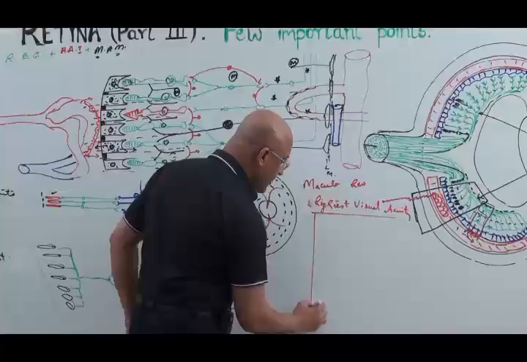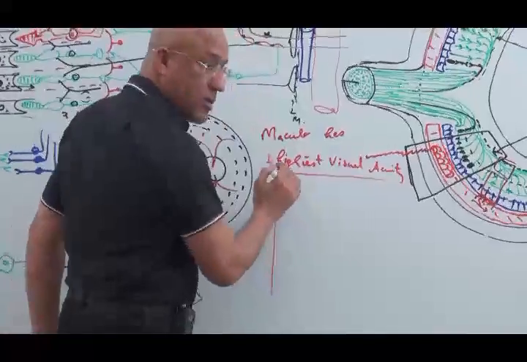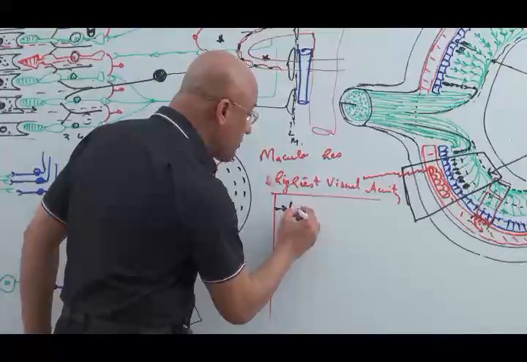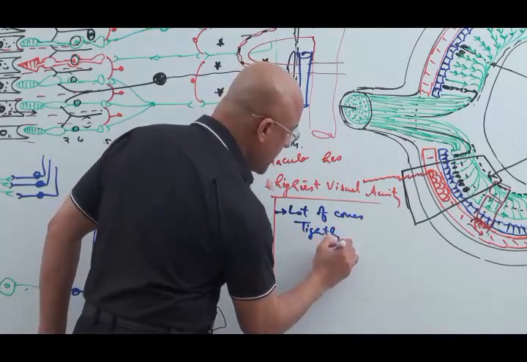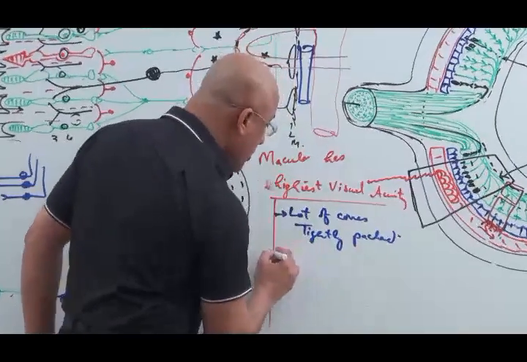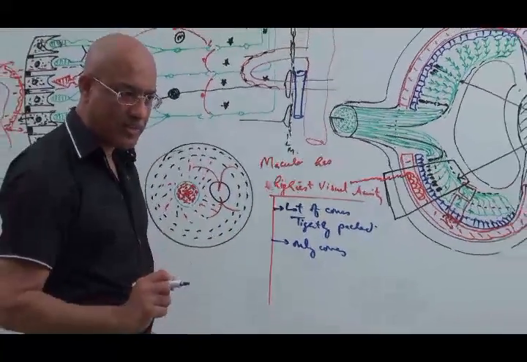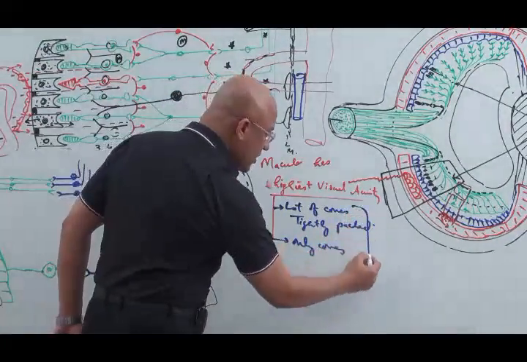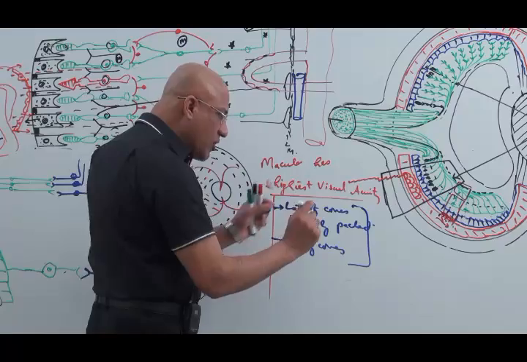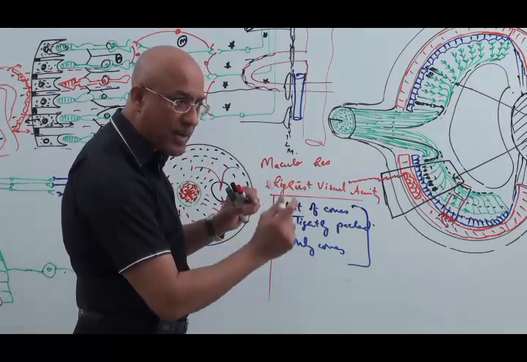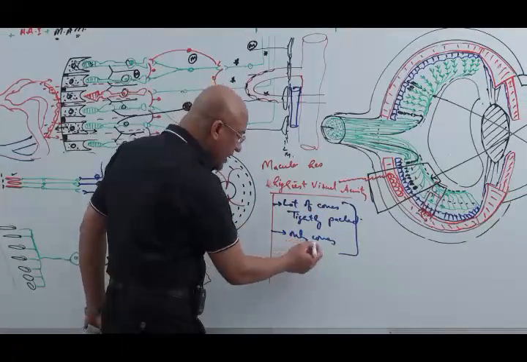Of course, some reasons are very simple. You can say, number one, a lot of cones tightly packed, and only cones. One reason was cones are smart, as I explained, and a lot of cones are very tightly packed, so better detail can be taken up by those cones and sent to the central nervous system. Is that right? Secondly, another thing.